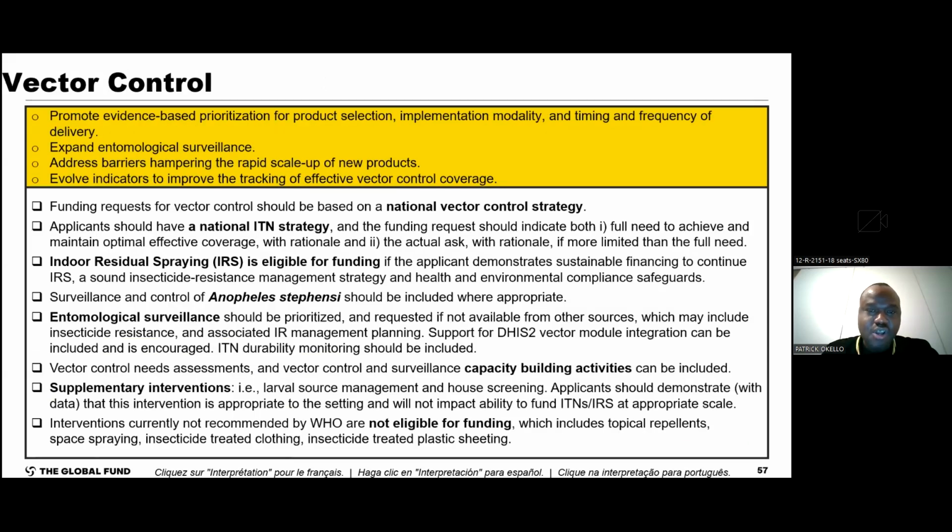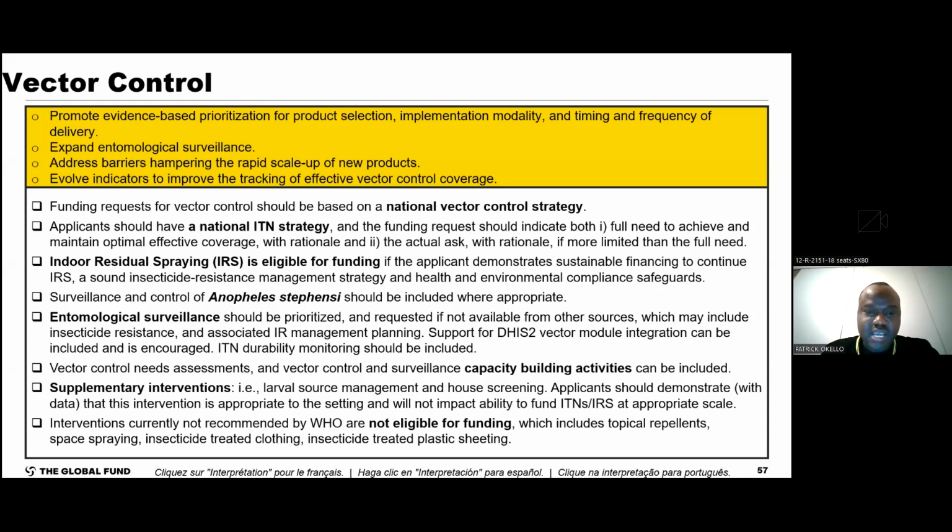For vector control, we don't have many new interventions, but just to point out that if you're to think about this, it's really the national vector control strategy, which will tell you where you want to deploy different interventions, be they ITNs or IRS. But specifically for ITNs, we're happy to introduce the new dual AI active ingredient nets that we hope the new WHO policy should be available by the first quarter of next year. And this will help you address insect resistance, which is a big issue.